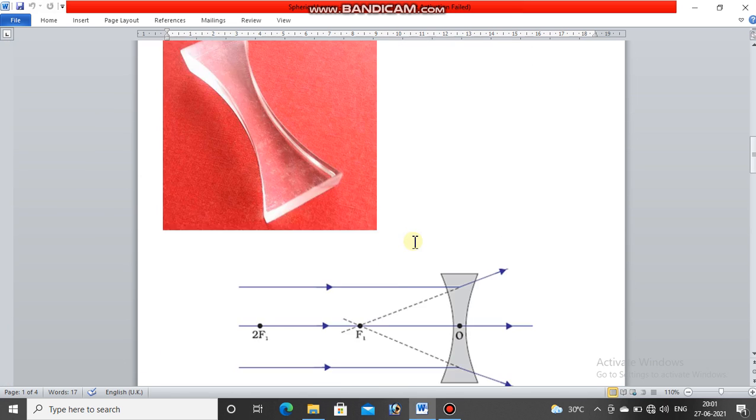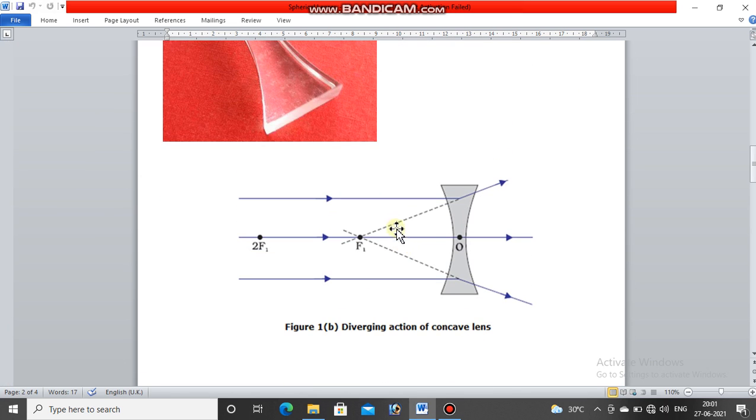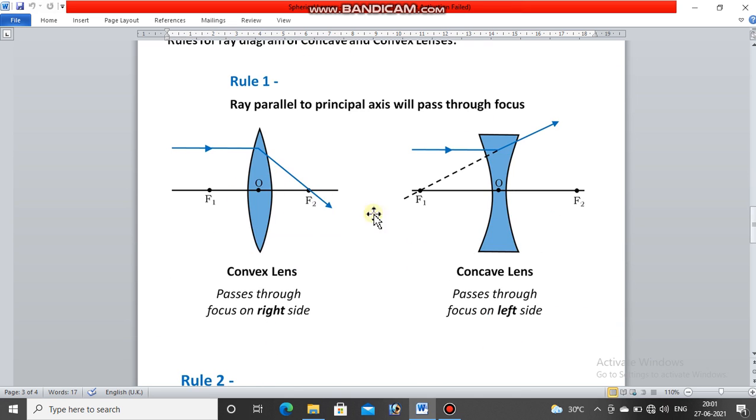And here you can see in the concave lens, the light rays after refraction are diverging in different directions. So they are not meeting at one point, they are diverging. So the concave lens is also known as a diverging lens. So one more thing we have learned here: convex lenses are converging lenses and concave lenses are diverging lenses. So this is the first rule for convex and concave lenses.